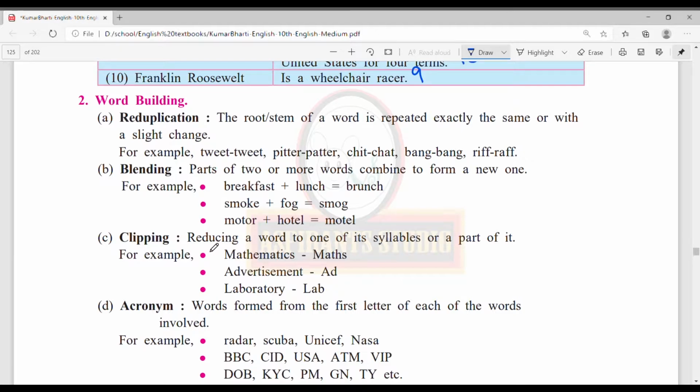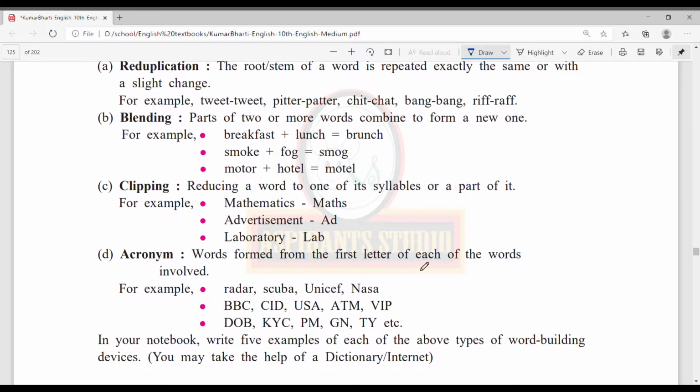Clipping. Reducing a word to one of its syllables or a part of it. For example, mathematics, maths. Advertisement, ad. Laboratory, lab. Acronym. Words formed from the first letter of each of the words involved. For example, radar, scuba, UNICEF, NASA, BBC, CAD, USA, ATM, VIP, DOB, KYC, PM, GN, TY, etc.